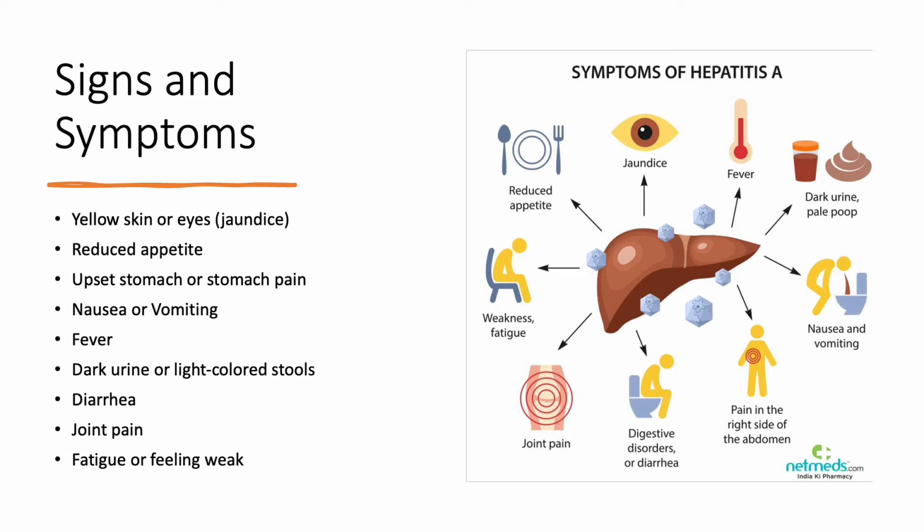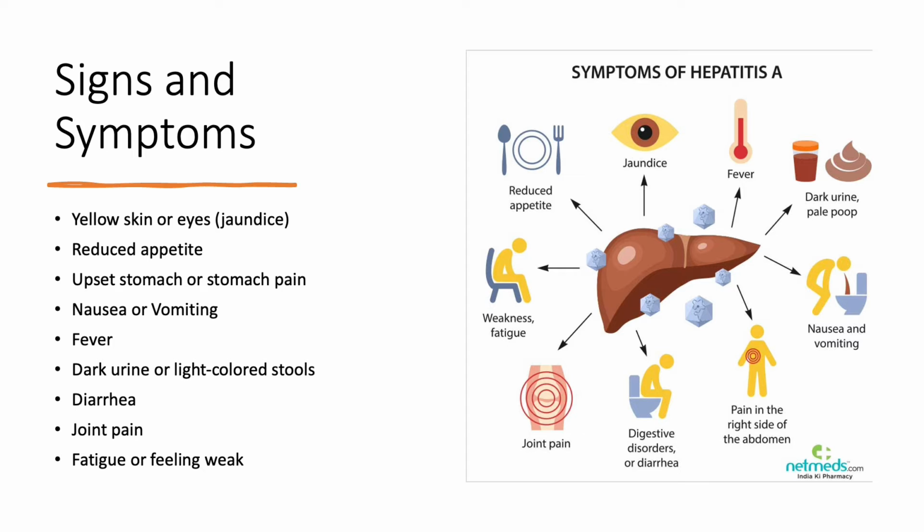Signs and symptoms. Hepatitis A is a short-term liver infection, and not everyone with hepatitis A has symptoms. Adults are more likely to have symptoms than children, and if symptoms do develop, they usually appear 2 to 7 weeks after infection. Symptoms usually will last less than 2 months, but some people can be ill for as long as 6 months.